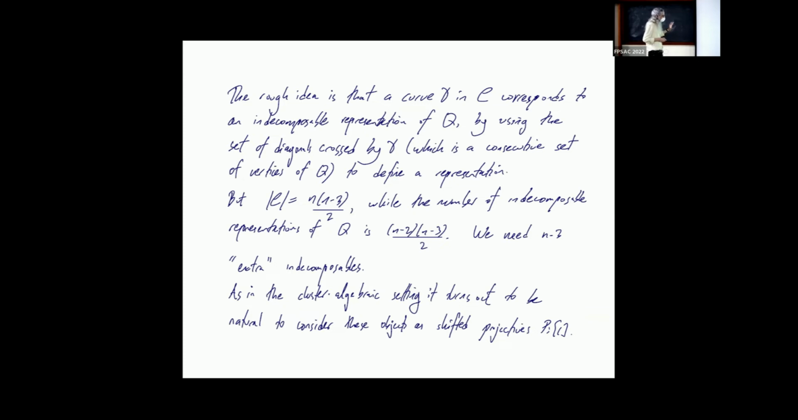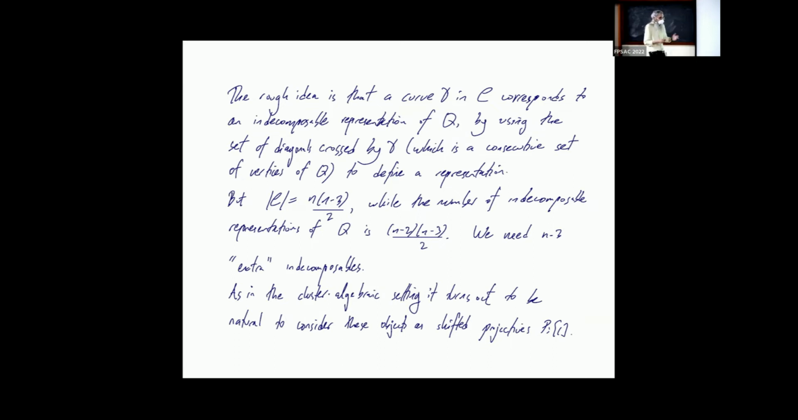If we think about it for a moment, we realize that the number of curves, and here I've forgotten about the very short curves. I've already removed the very short curves because they're not interesting. They're not going to show up in the representation theory. Once I've done that, the number that I have left is n times (n minus 3) over 2. But the number of indecomposable representations of the quiver is less than that. So we need extra objects.